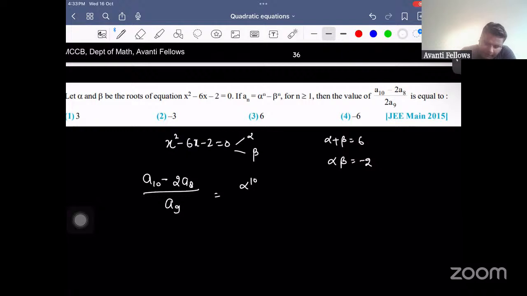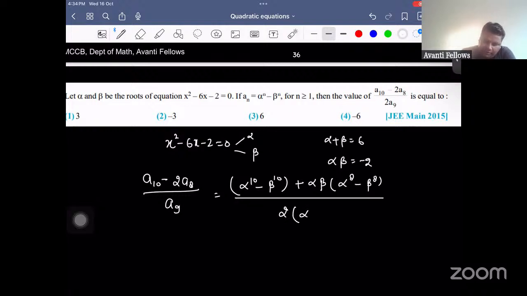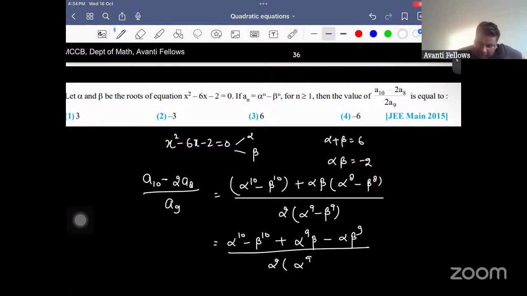A10 is what? Alpha to the power 10 minus beta to the power 10, minus 2 times (2 times it will become plus alpha beta, I replace) A8, which is alpha to the power 8 minus beta to the power 8, upon twice of alpha to the power 9 minus beta to the power 9. Am I correct? So it is alpha to the power 10 minus beta to the power 10 plus alpha to the power 9 beta minus alpha beta to the power 9 upon twice of alpha to the power 9 minus beta to the power 9.